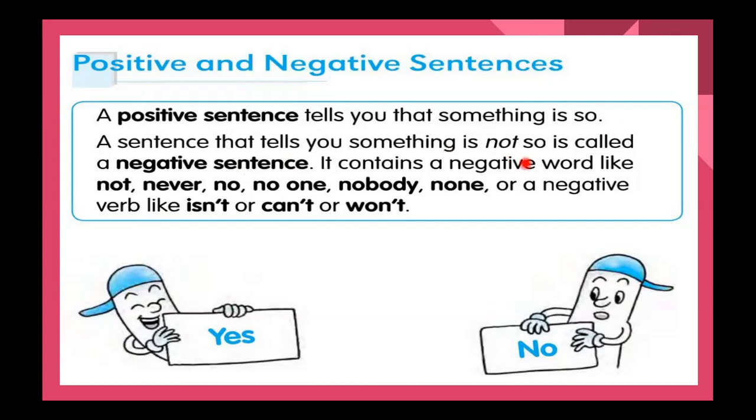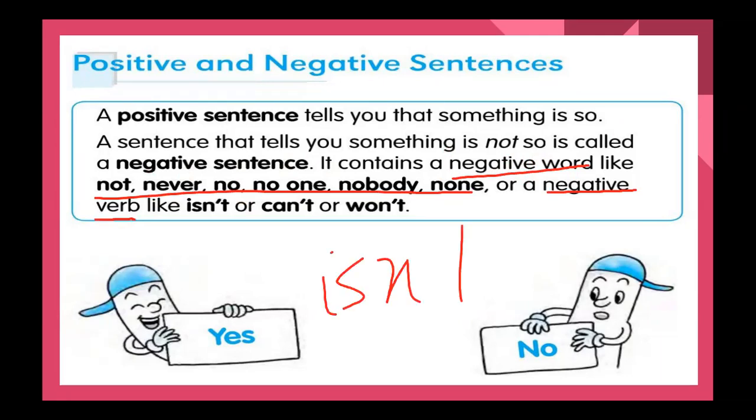So that's called a negative sentence, and it contains a negative word like not, never, no, no one, nobody, none. So all these are negative words. Pay attention. These are negative words. Now what are negative verbs? Negative verbs क्या है देखिए.